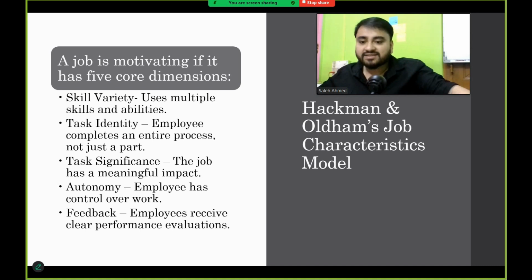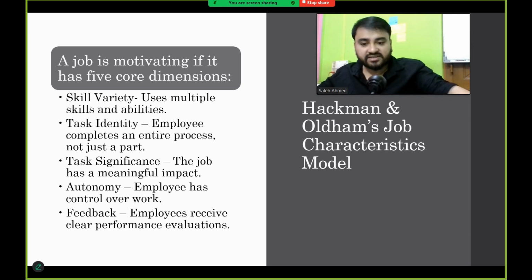Autonomy. Employee has control over the work. If your boss or your manager does a lot of micromanagement and you are being controlled in every single step, you will not be able to enjoy that work for a long period of time. Rather, if you have control over your own work, you will enjoy.